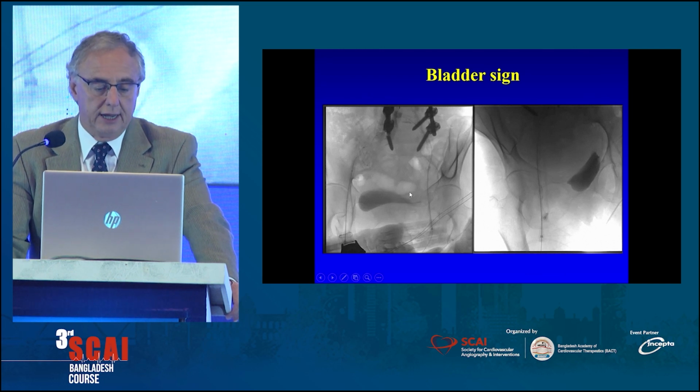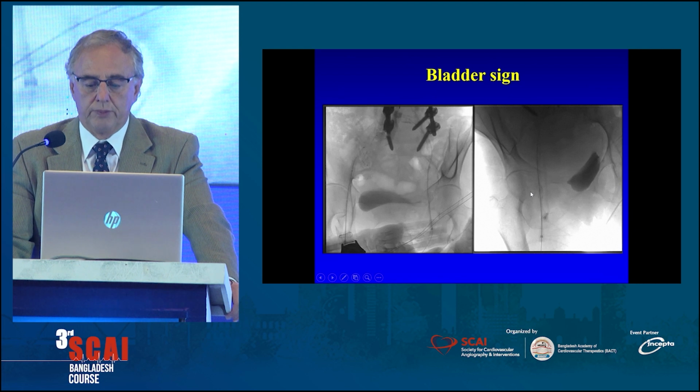This is the bladder sign. You see, this was when I was doing the procedure, and this is the bladder after the patient started to bleed, how the amount of blood that is in the retroperitoneum compressed the bladder in the other direction.